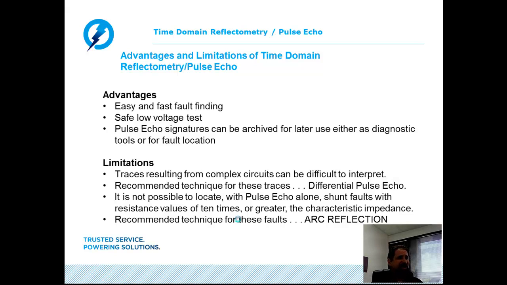Now, the limitations of the pulse echo technique are traces that result from complex circuits. For instance, if I've got 5, 6, 10 T's or Y connections on there, all of these reflections can start to overlay one another, and the waveform can be very complicated. And it may be very difficult for me to interpret or make meaning of all the reflections that I'm seeing. Well, in this situation, recommended practice would be to use what they call a differential technique or differential pulse echo.